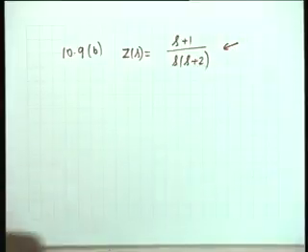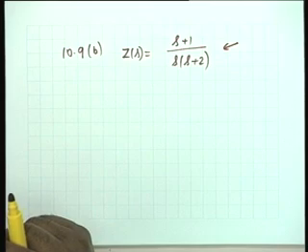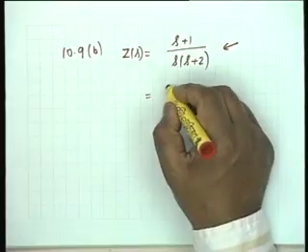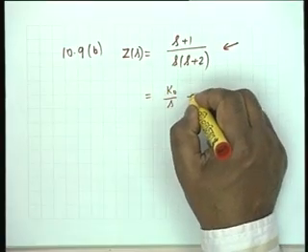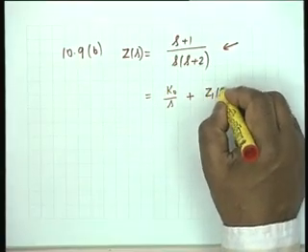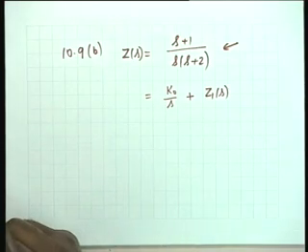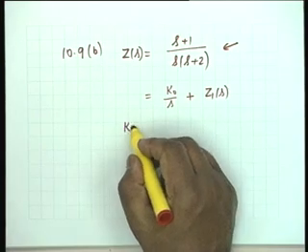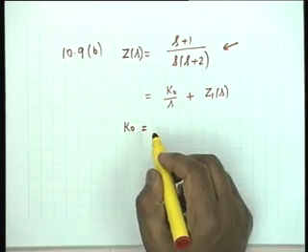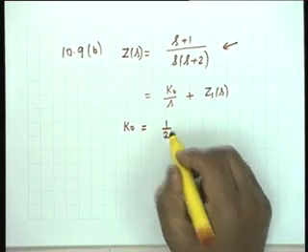Or by taking the minimum value of the real part. As far as this is concerned, does it have a pole on the j omega axis? Yes, it has. Where? At the origin. So you can write this as K0 by s plus some remainder impedance Z1 of s. What is K0? 1 by 2.